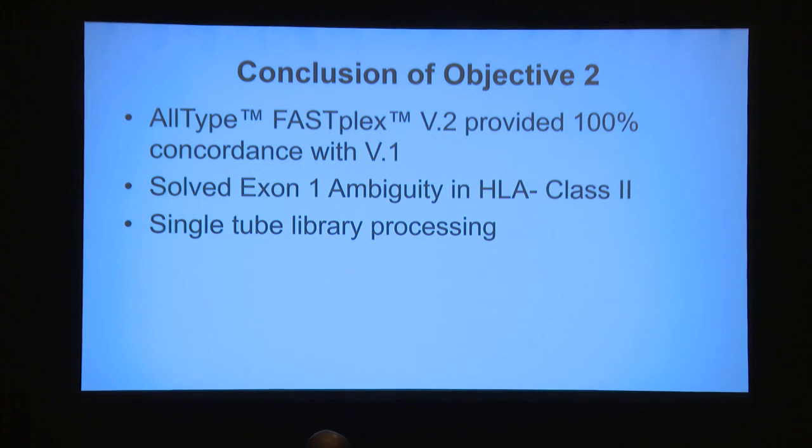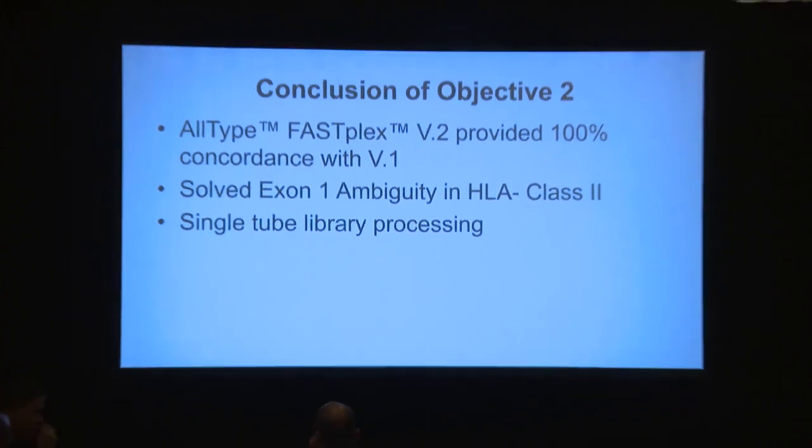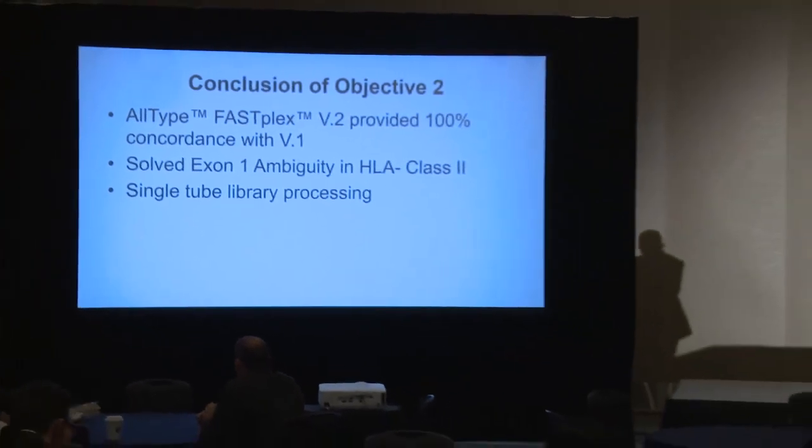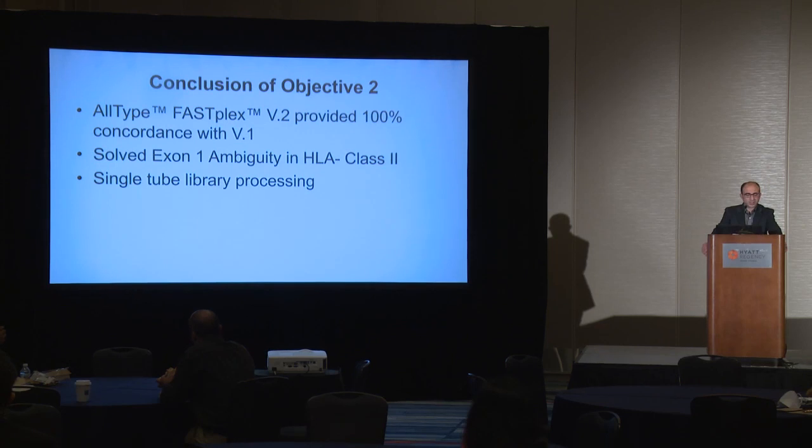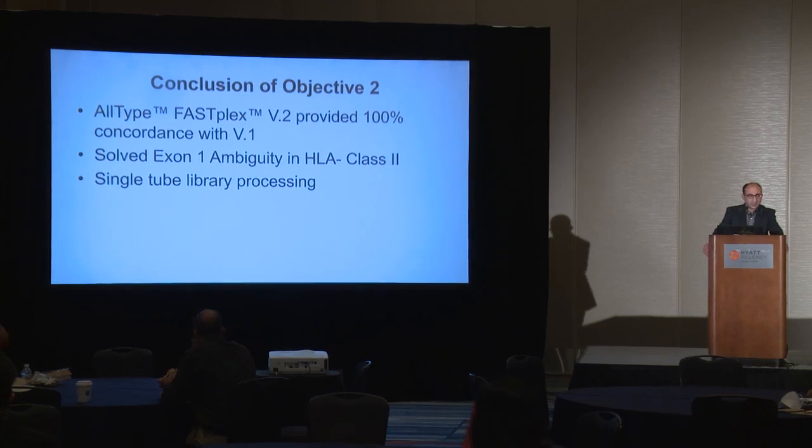So the conclusion of objective 2 is that FASTplex version 2 provided 100% concordance compared to version 1. It solved the exon 1 ambiguity in HLA class 2, and that was an issue for big labs. Now you can pool the samples into one single tube.